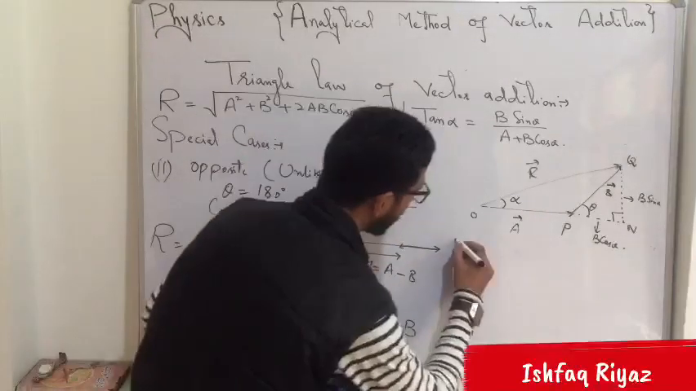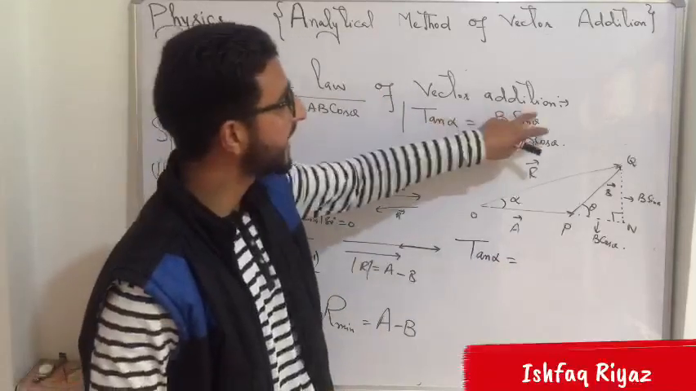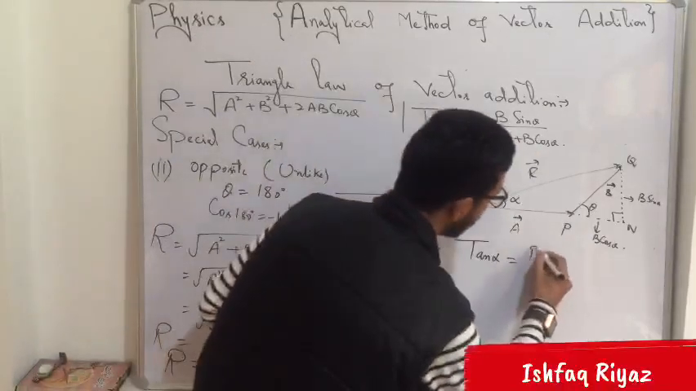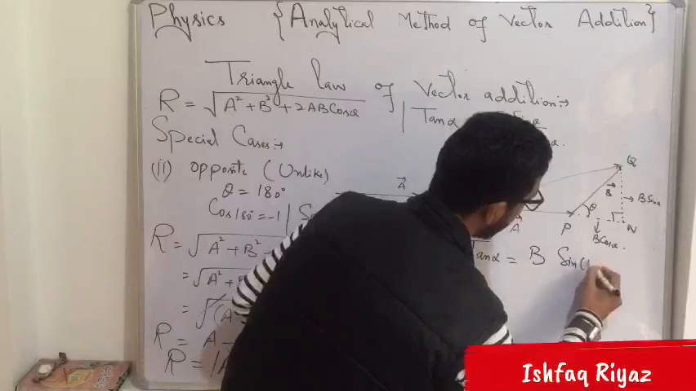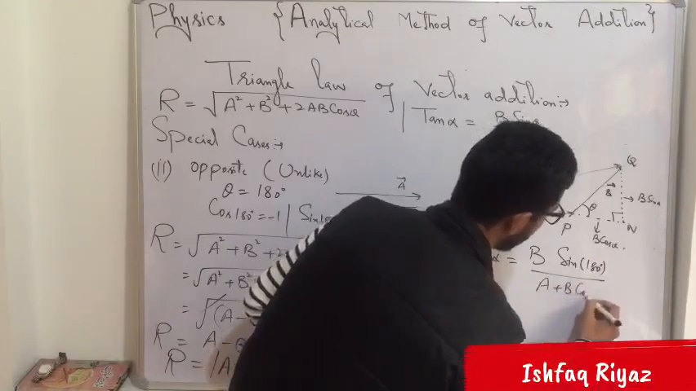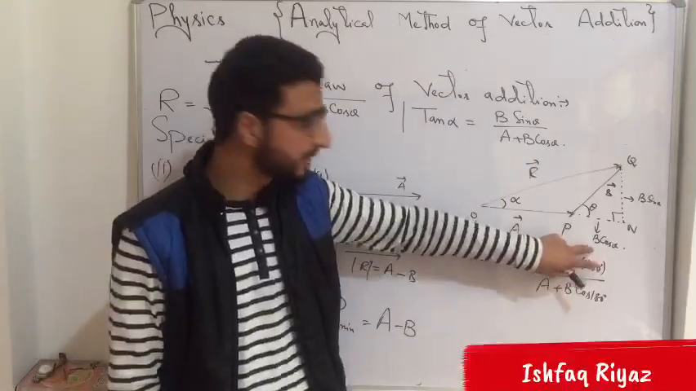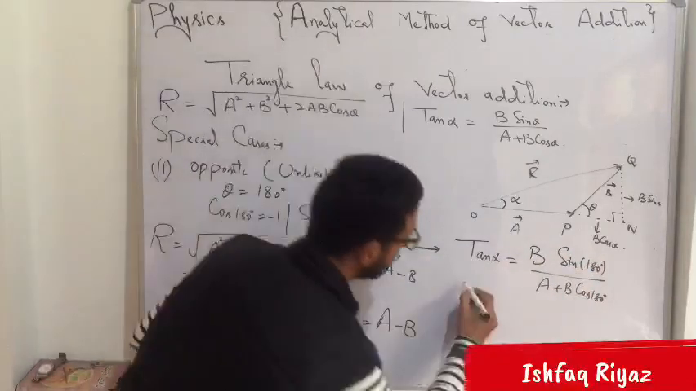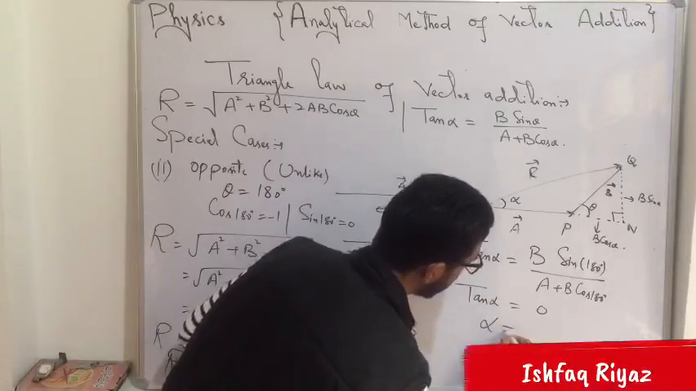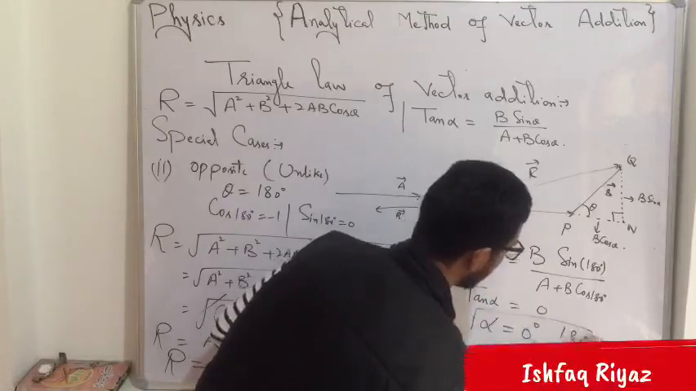So as per the analytical method, tan alpha is equal to B sin theta divided by A plus B cos theta. ठीक है ना? So here theta is equal to 180 degree. I will write sin 180 degree divided by A plus B cos of 180 degree. Again sin 180 degree is equal to 0. 0 into something is equal to 0. So tan alpha is equal to 0, or simply I can write alpha is equal to 0 degree, or also I can write alpha is equal to 180 degree.